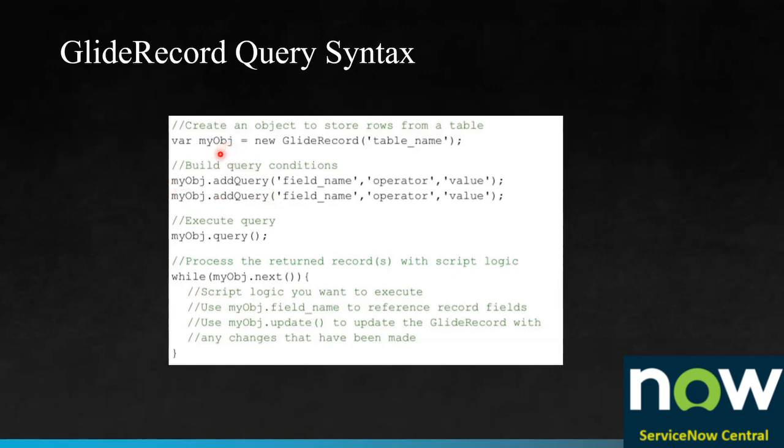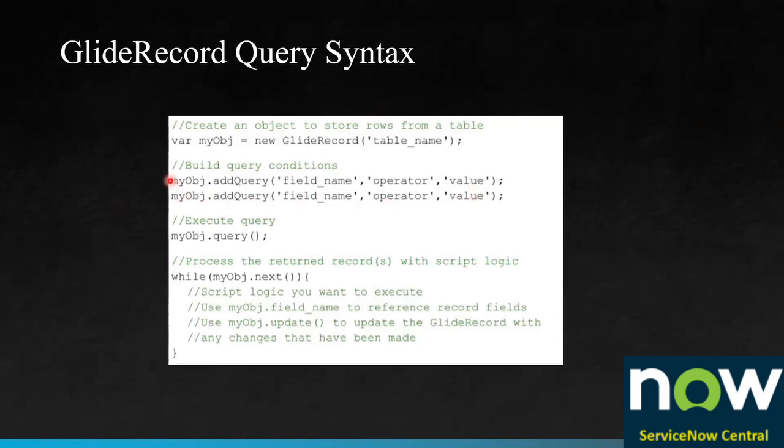So for that, the format will be: you take my object, whatever object you have declared above, which can be any name, dot addQuery. addQuery is a function present in the GlideRecord class. Then you specify the field name. Let's say I want category, and then I define the operator, equal to, and the value hardware. Operator means equal to, not equal to, greater than, lesser than. All these are operators. And then whatever value I am looking for in category.